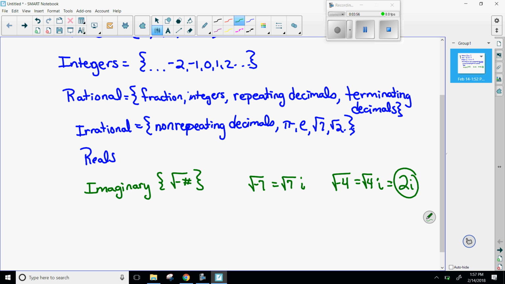Those are imaginary numbers. That leads us into another classification of numbers called complex numbers. And a complex number is equal to a real number plus an imaginary number. When you group them together, that's what you're going to get. It's a complex number. So we have all of those classifications of numbers. Now what?